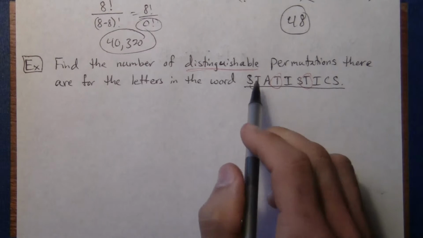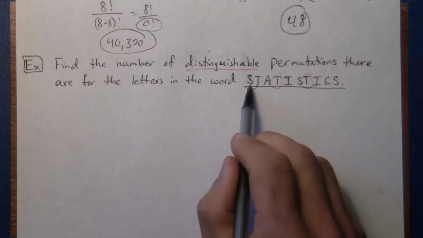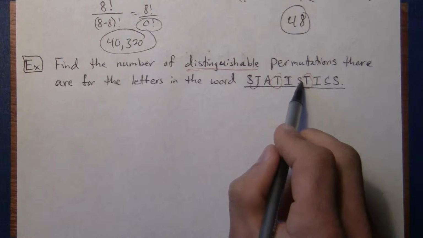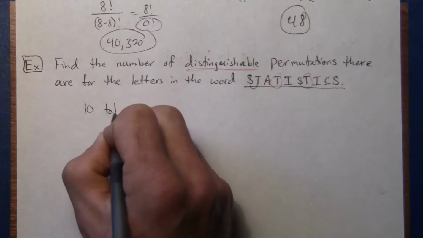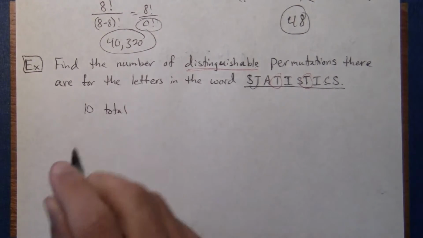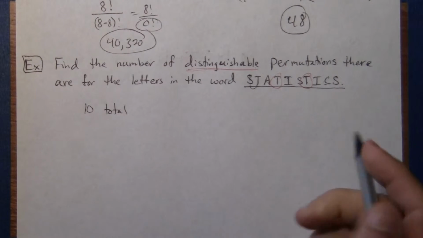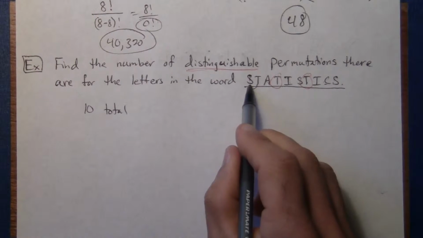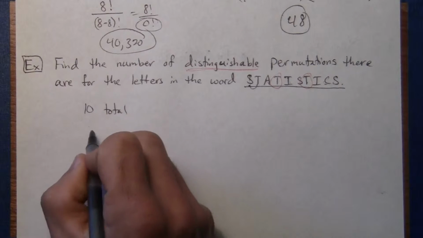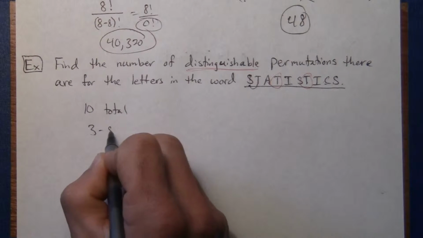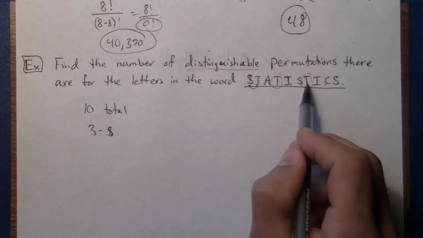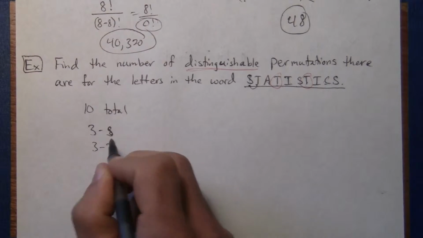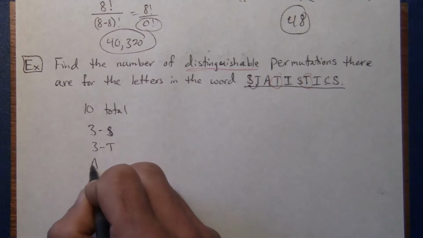So, if you remember what to do, you want to count the total number of letters that you have here. So I've got 1, 2, 3, 4, 5, 6, 7, 8, 9, 10. I've got 10 total. And then what you're supposed to do is look to see how many of these things are actually repeating. So how many S's do I have? I've got 1, 2, 3 S's. How many T's do I have? I have 1, 2, 3 T's. How many A's do I have? I have just one of those.